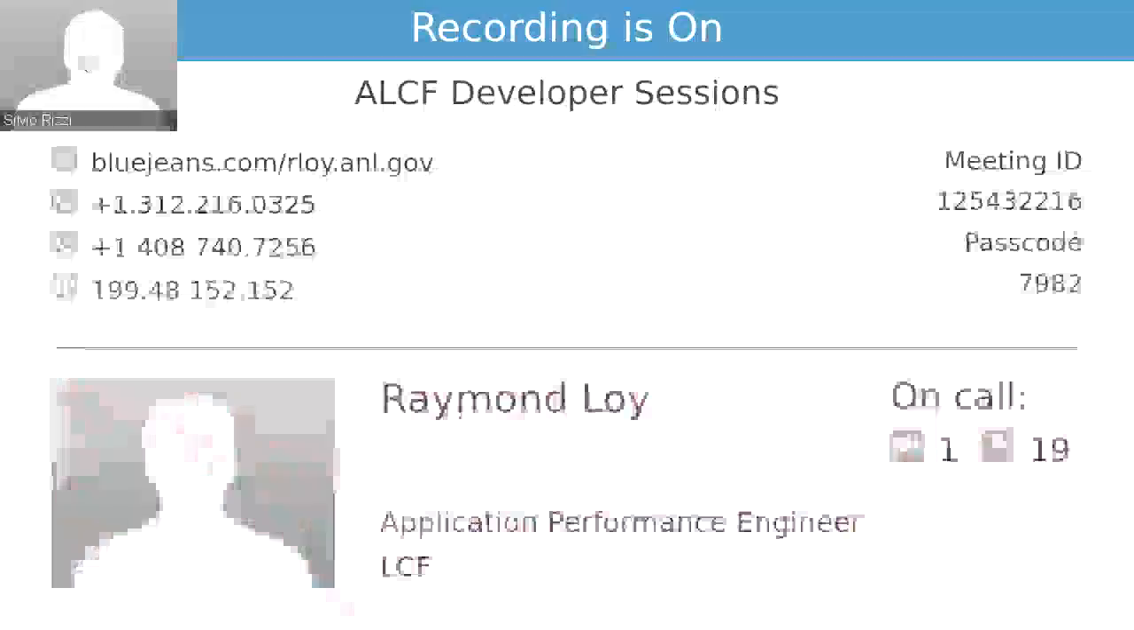Hi everyone, this is Sylvia. I'm a computer scientist at the Argonne Leadership Computing Facility. And I'm going to switch my camera off to save some bandwidth and start sharing my screen.